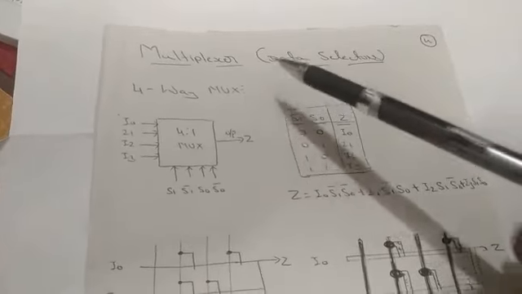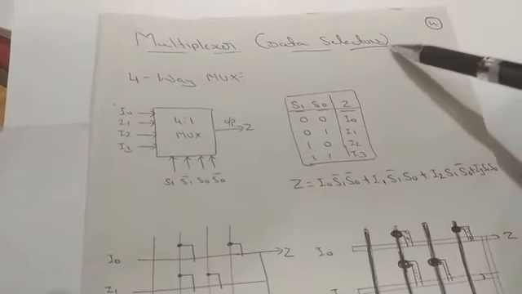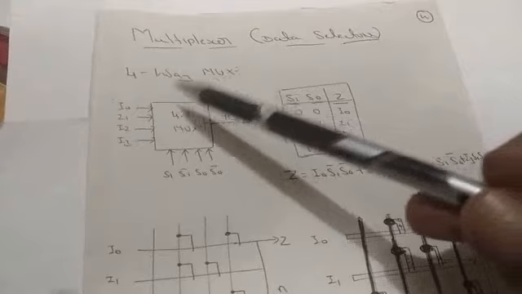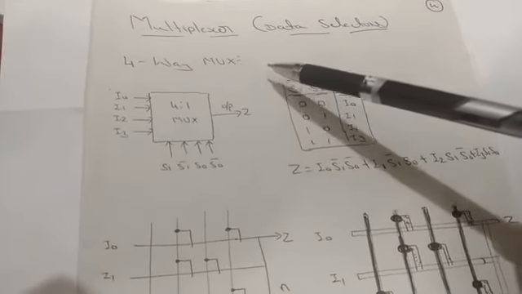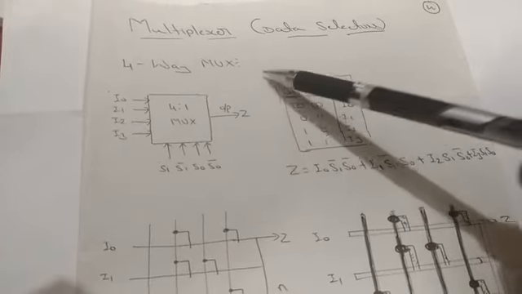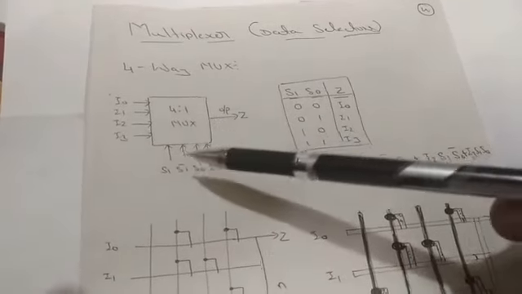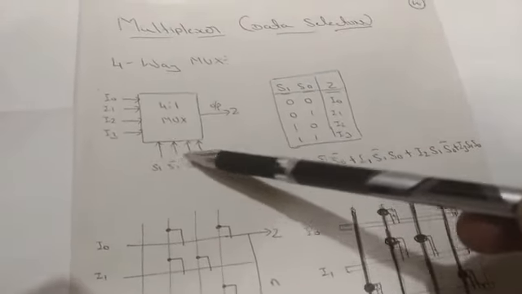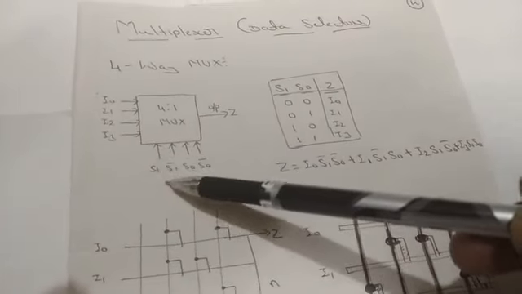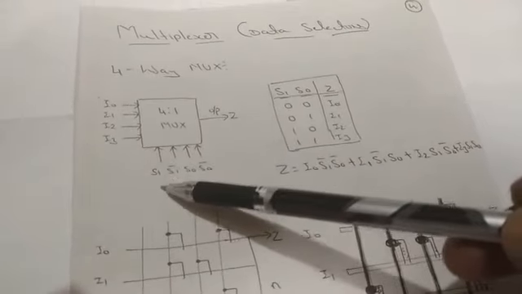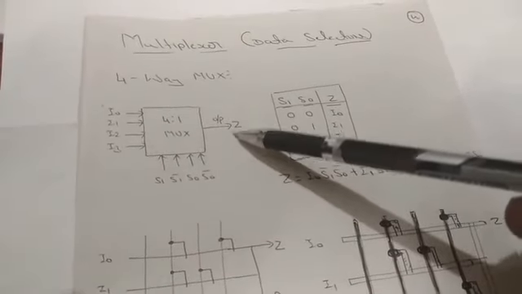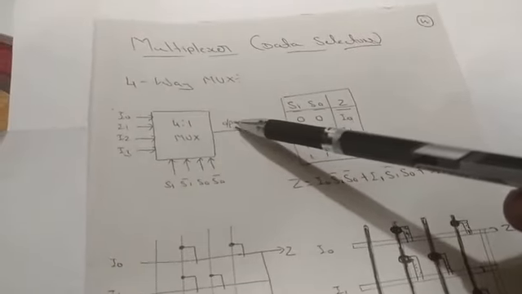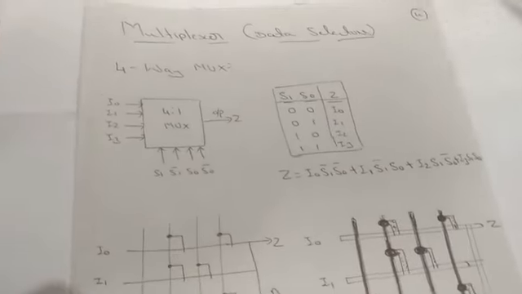Now we'll discuss your multiplexer, that is your data selectors. It is also represented as a 4-way MUX. You already know the formula is 2 raised to n is to 1, where 2 raised to n is your inputs and n is your select lines. So it will have 2 select lines, S1 and S0, S1 bar, S0 bar, and only one output. So 4 inputs, 1 output and 2 select lines.